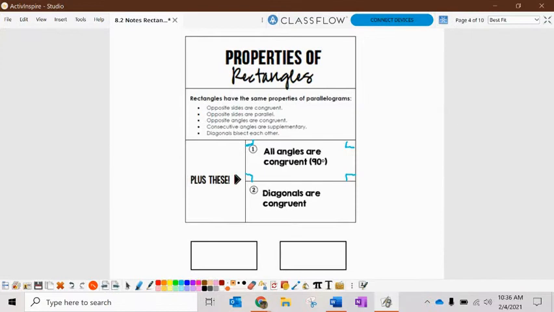I've got 2 rectangles drawn below here so we can put these properties in there just as visual reminders. So all of the angles are congruent. They're all 90 degrees. So they're all right angles, okay? We still know, because they are parallelograms, that opposite sides are congruent. And we know that opposite sides are parallel. So these 2 are parallel and those 2 are parallel. Okay, remember we do our little arrows to show parallel.